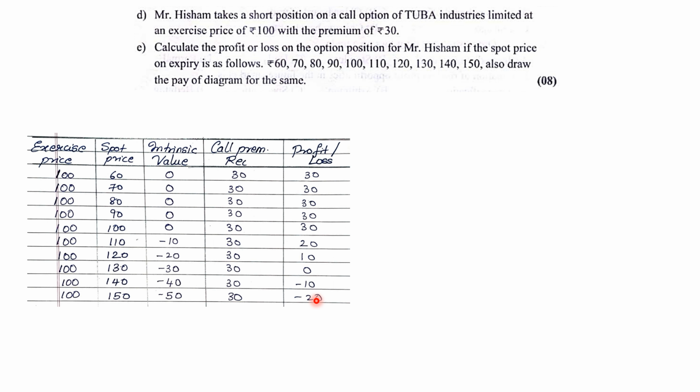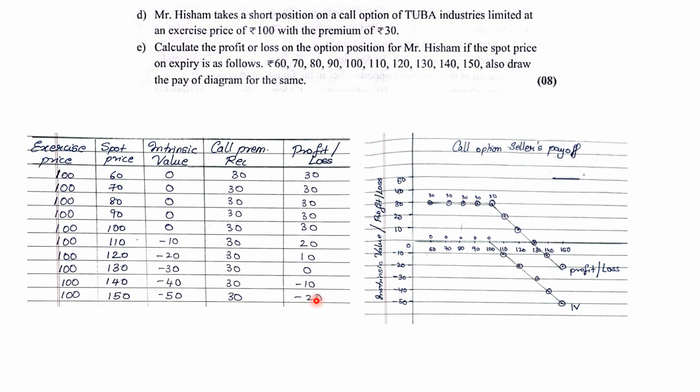Now they have also asked us to draw the payoff diagram. So in order to draw the diagram, see here I have drawn. On the x-axis, we note down the spot price: 60, 70, 80, 90, 100, 110, 20, 30, 40 and 50. On the y-axis, we note down the profits: 10, 20, 30, 40, negative 10, 20, 30, 40.